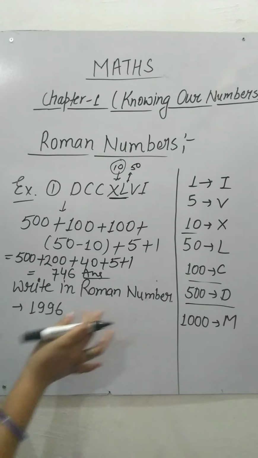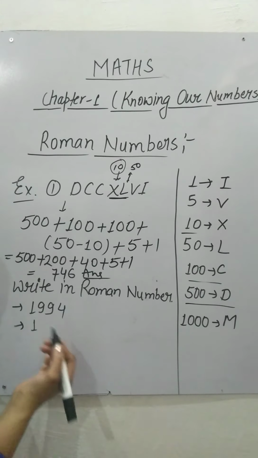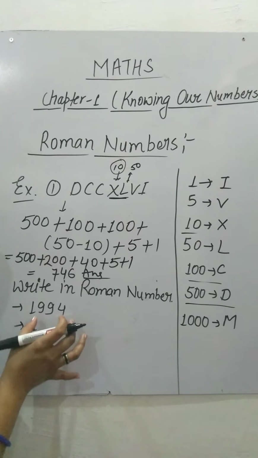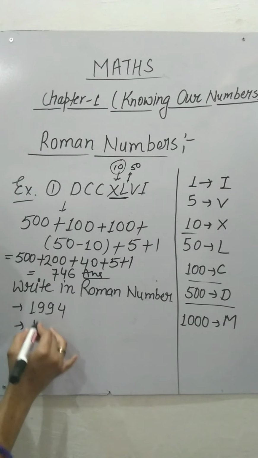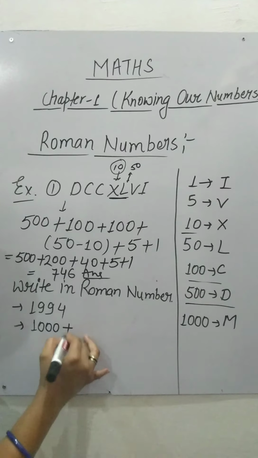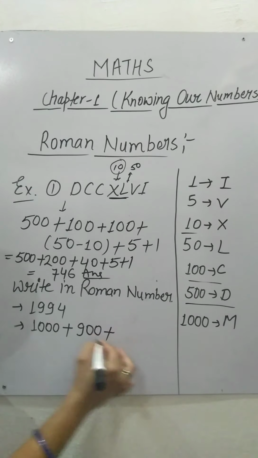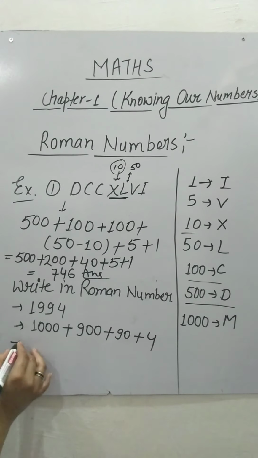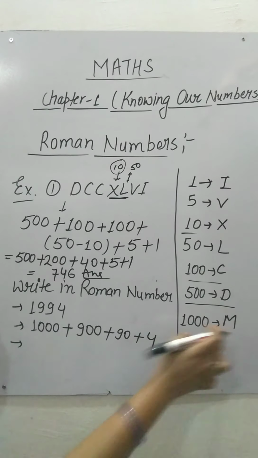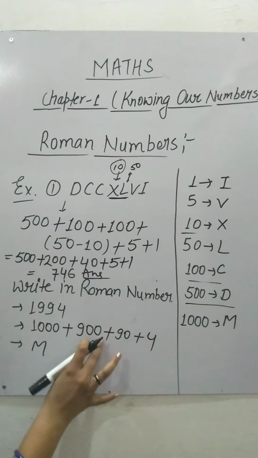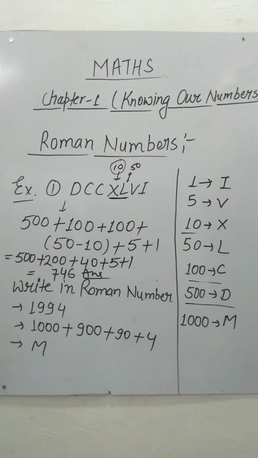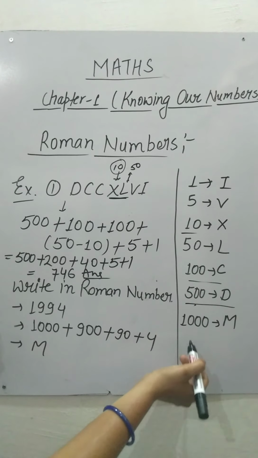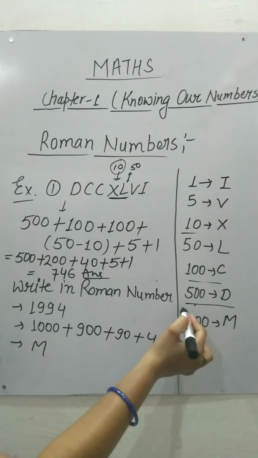Now the next thing is to write in Roman numbers. So the next is 1994. First we can write in the expanded form. So we can write that is 1000, that is 900 and that is 90 and that is 4. Now 1000 means M. Now this is 900. So where is 900? We have only 500 and 1000. So 900 is in between them.